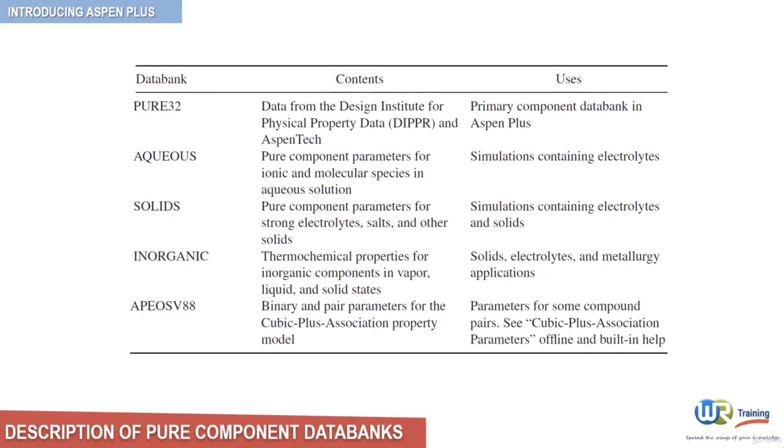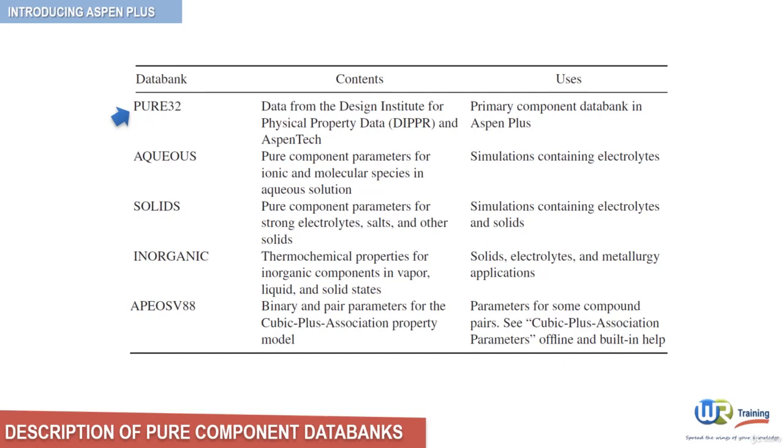The following table gives more description on such commonly used pure component databanks. This table is also available in the downloadable resource section. Notice here that the pure databank type, as highlighted here, may change from one version of Aspen Plus to another. For example, Pure 26 is the primary component databank delivered with Aspen Plus version 7 and is retained in the set of databanks for upward compatibility reasons.